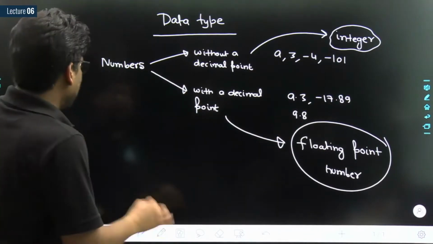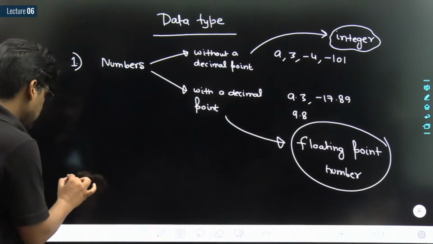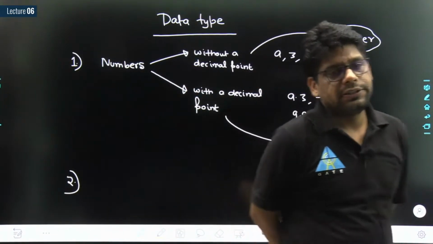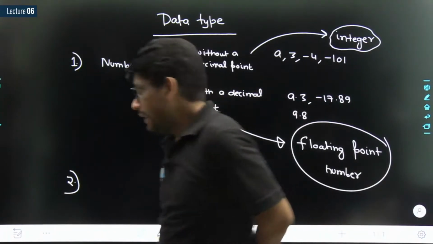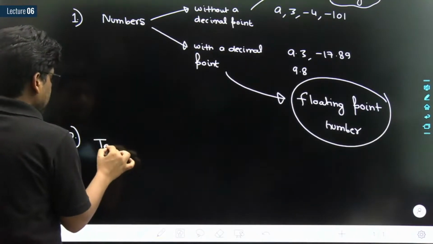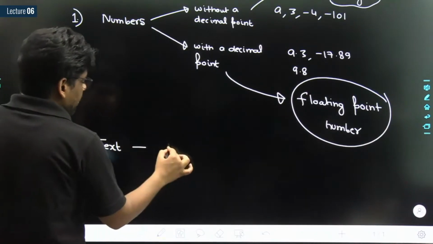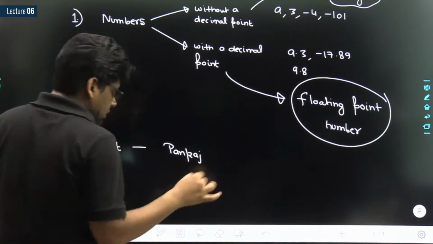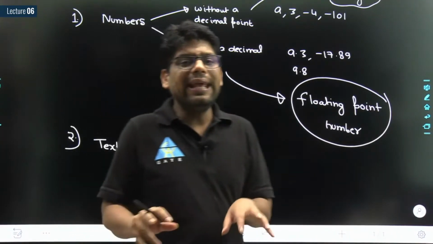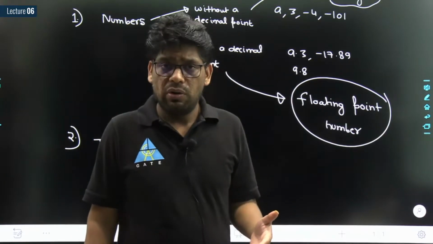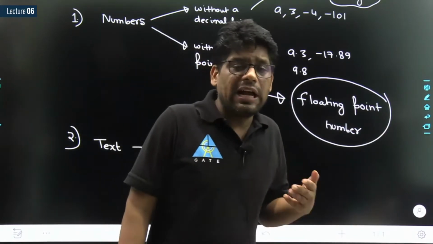Okay, sir. What else could we have? What kind of data? We could have data in the form of text. For example, let us suppose in some program I need to enter my name, Pankaj. What is it? Is it a number? No. It is text kind of data.